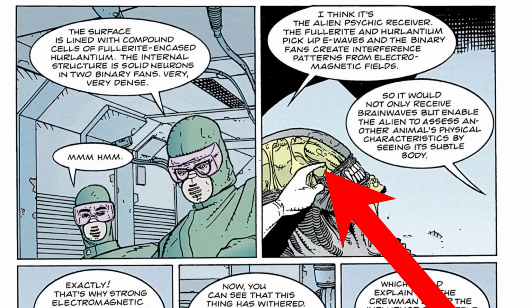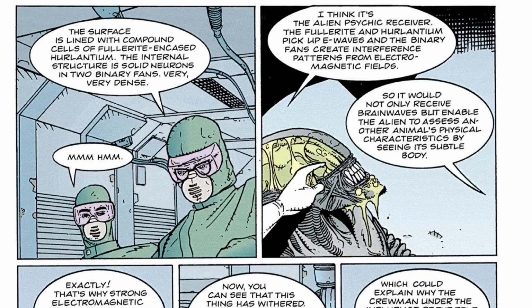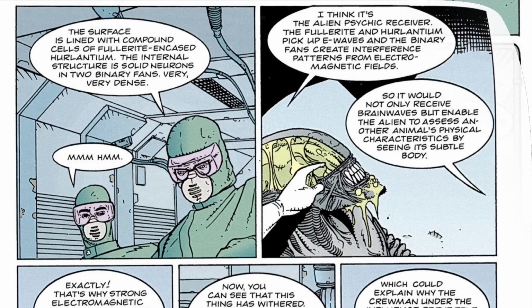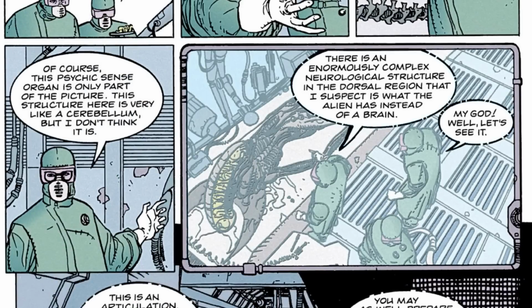The fullerite and herlantium pick up E-waves, and the binary fans create interference patterns from electromagnetic fields. It can receive brainwaves and allow the alien to assess other animals' physical characteristics by seeing its subtle body. He also talks about what he thinks is the alien's brain, an enormously complex neurological structure in the dorsal region.